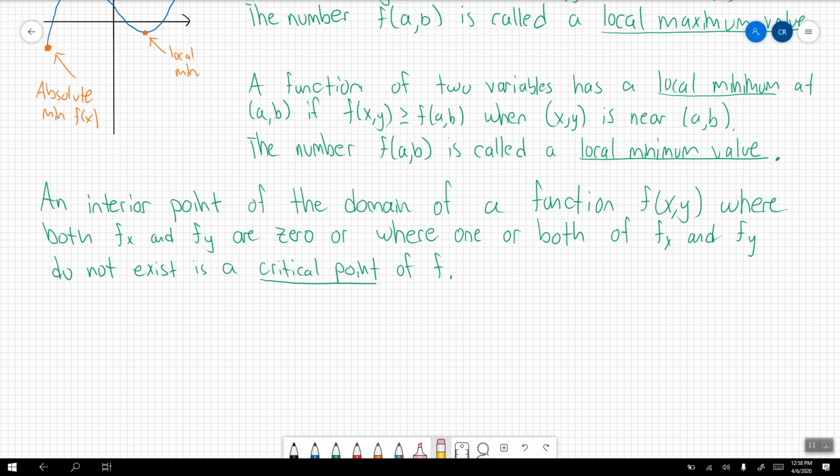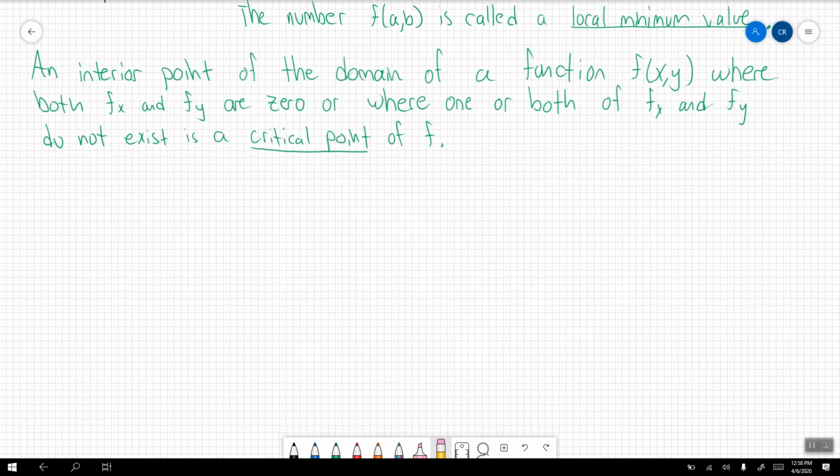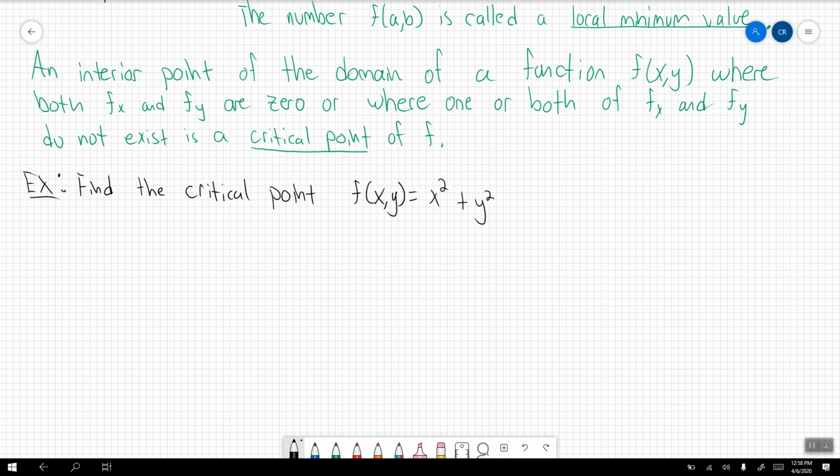Alright, so let's do a quick example then. Let's see if we can find the critical points. So here's the example. It says find the critical point for this function. It's x squared plus y squared minus 4y plus 9.